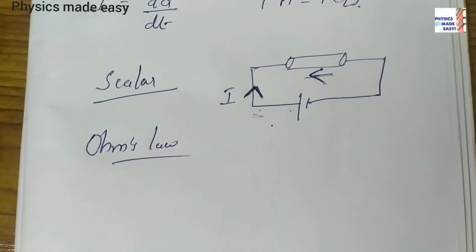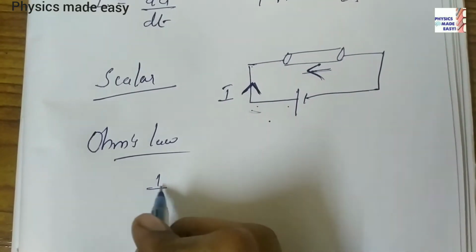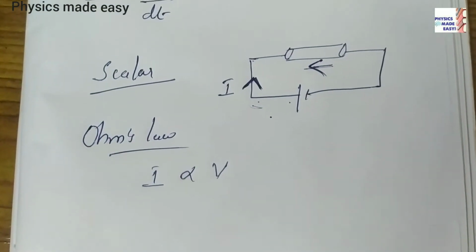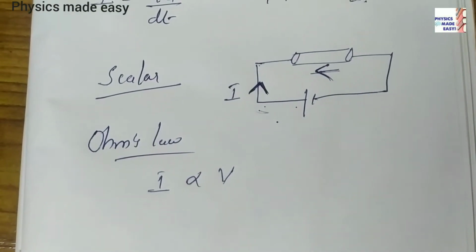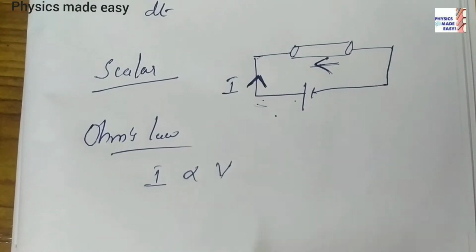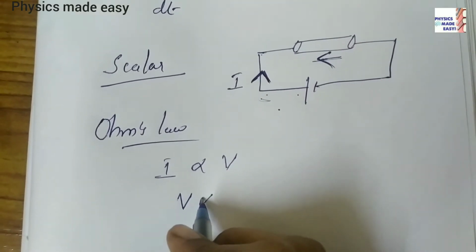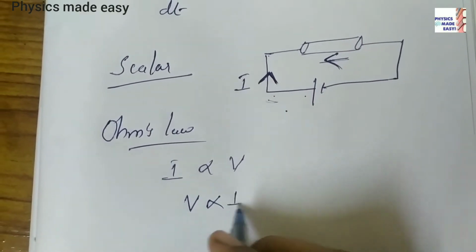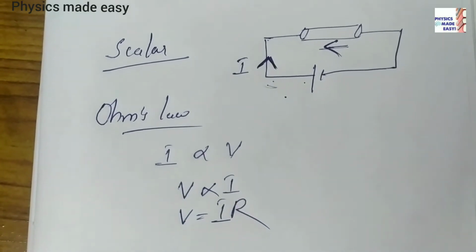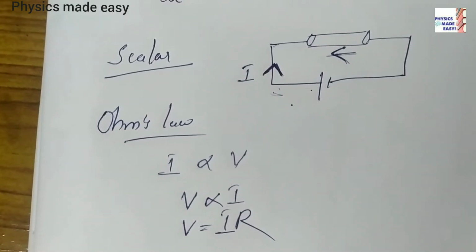Then Ohm's law. Ohm's law states that the current flowing through a conductor is directly proportional to the potential difference applied across its ends, provided the temperature and the other physical conditions remain unchanged. So here you can see I proportional to V. How can we write that equation? We will write this as V proportional to I, and we can write that as V is equal to I into R. That is our Ohm's law's equation. Potential difference is equal to I into R.